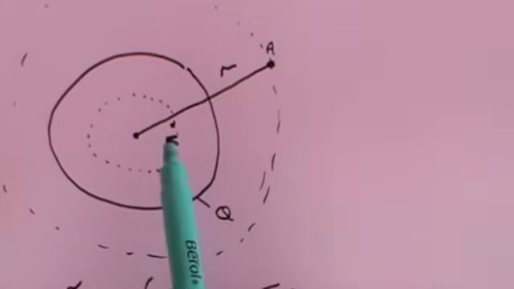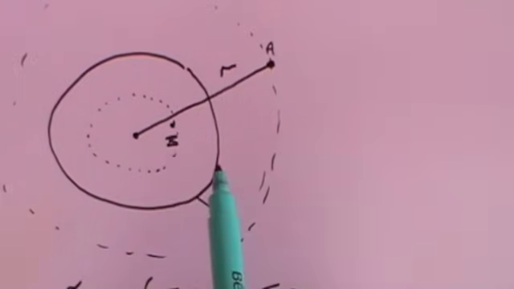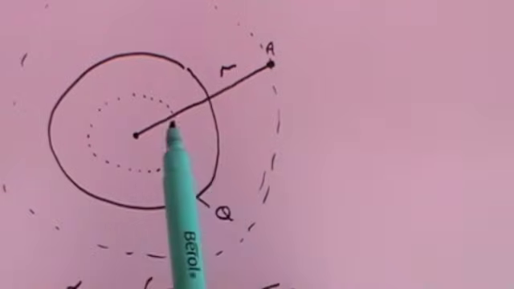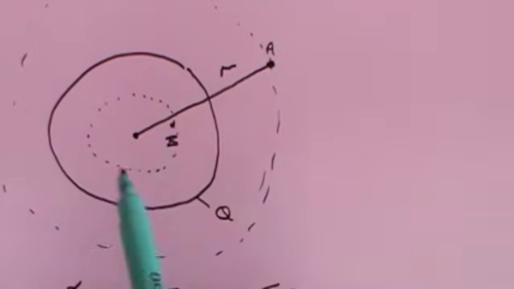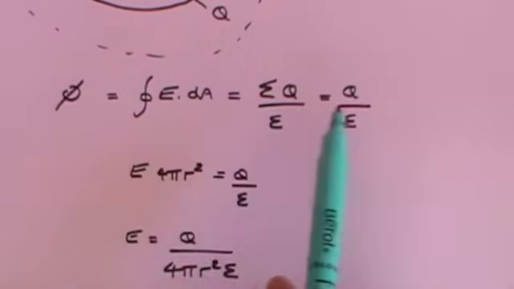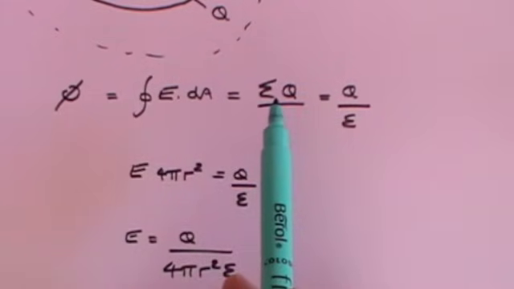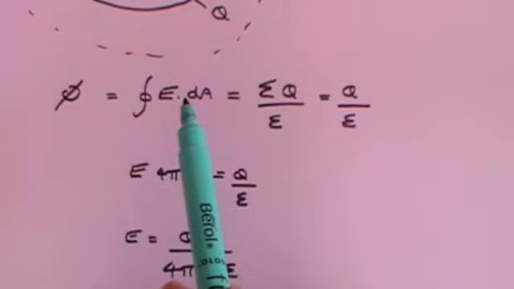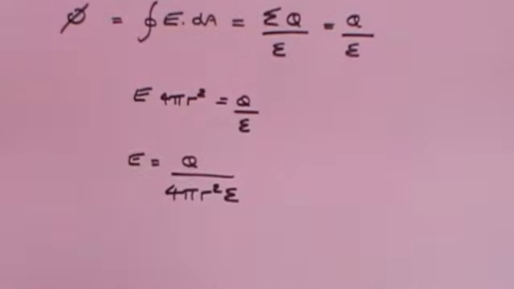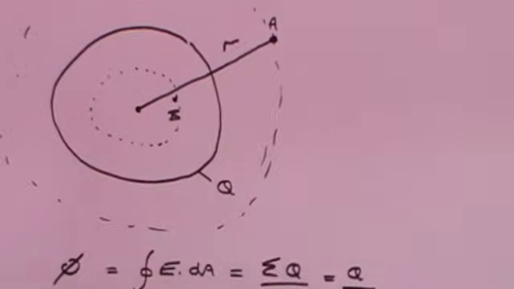Well, how much charge is there inside this sphere? The answer is none. All the charge is on the surface of the metal sphere here. There's nothing inside this sphere. And that means that the integral of E dot dA is equal to the sum of the charges, which is 0. So E dot dA must be 0, which means that E must be 0, since the total area of the sphere is not 0. So for point B in this sphere, the electric field is 0.